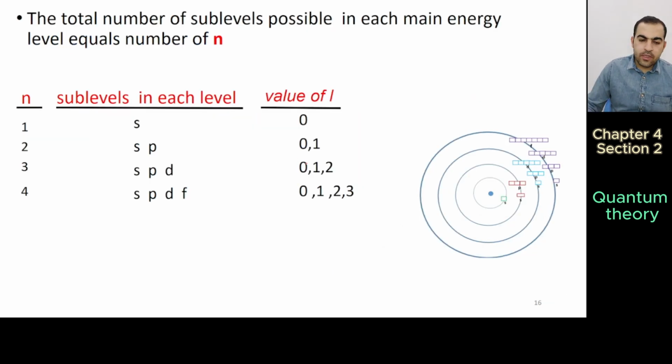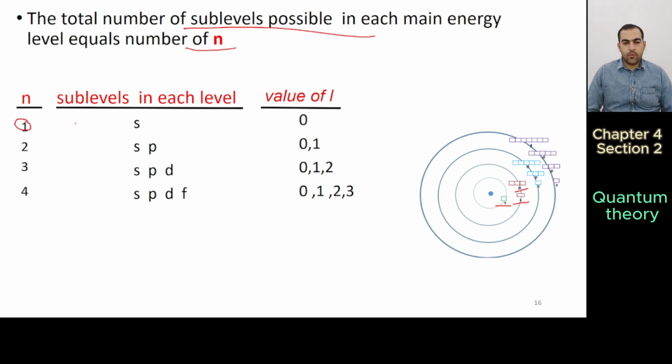We want to know the number of sublevels in each main energy level. We said that in the first energy level we have only s, in the second, s and p. So the total number of possible sublevels in a main energy level equals the number n. When n equals 1, we have only one sublevel, which is s. When n equals 2, we have 2 sublevels, s and p. n equals 3, s, p, d. n equals 4, s, p, d, f.